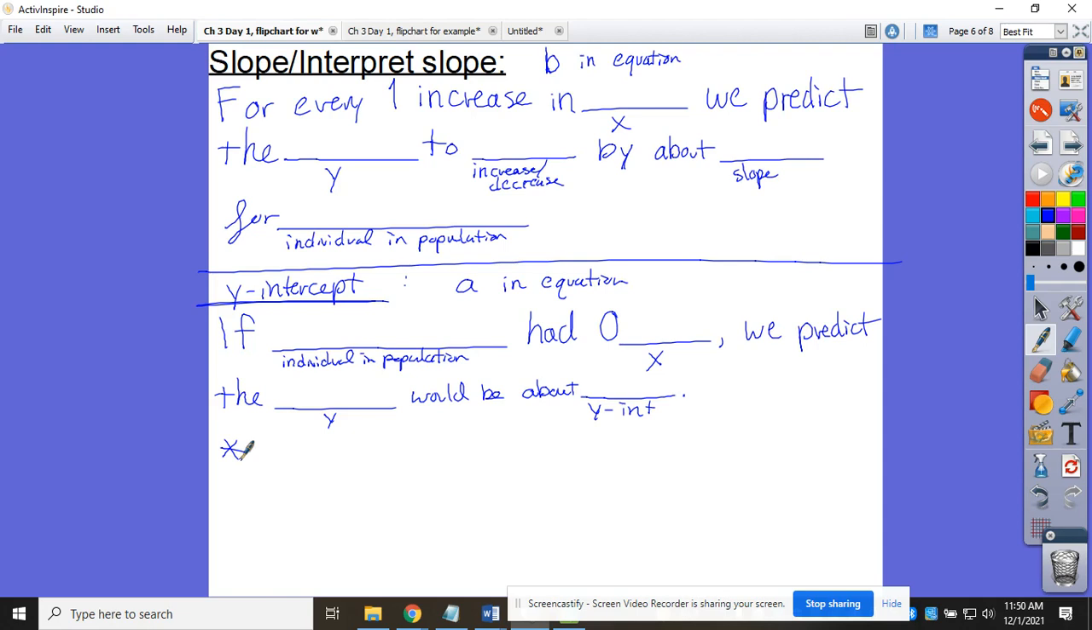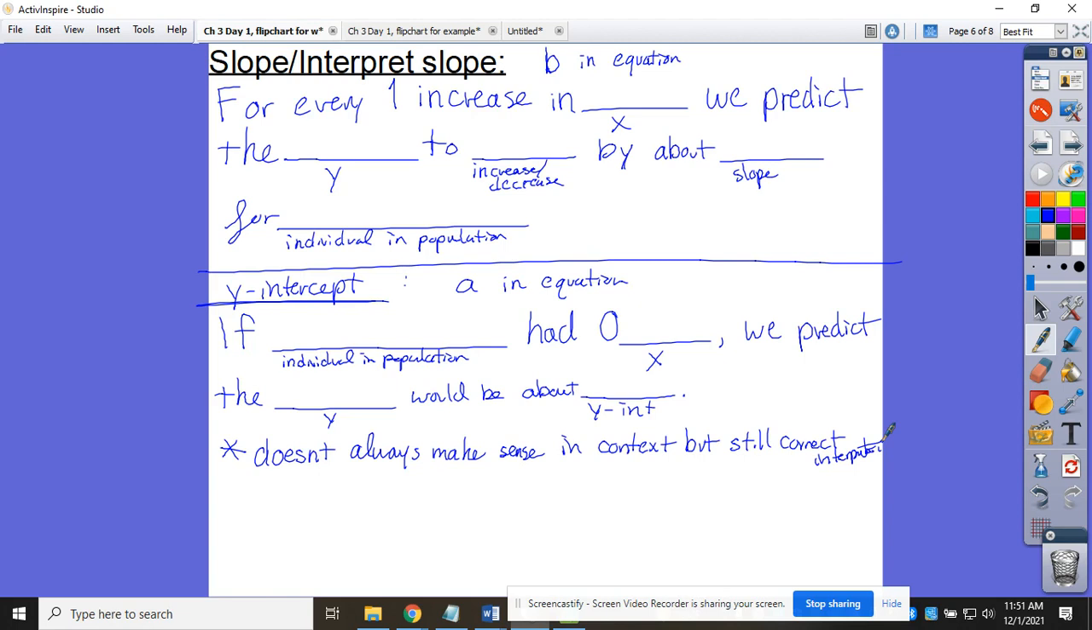And it's definitely not okay to have a negative points per game. So this doesn't always make sense in context, but it is still the correct interpretation. Now, there is one word that's really important that we'll talk about eventually.